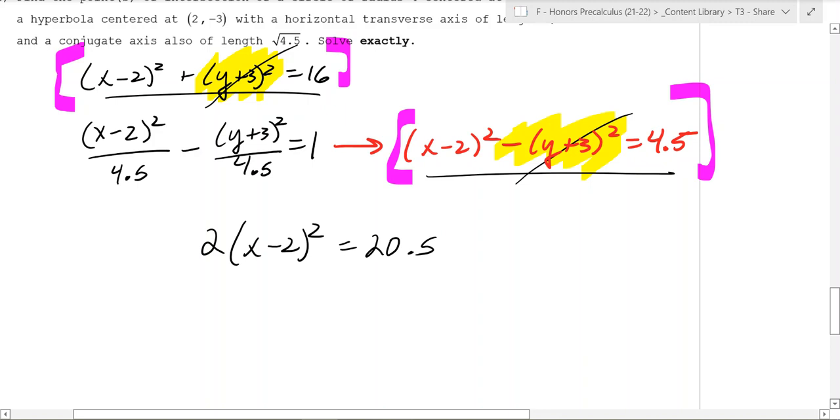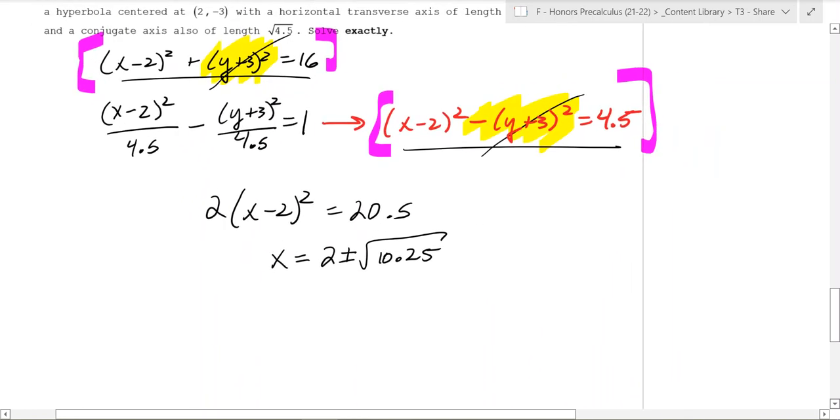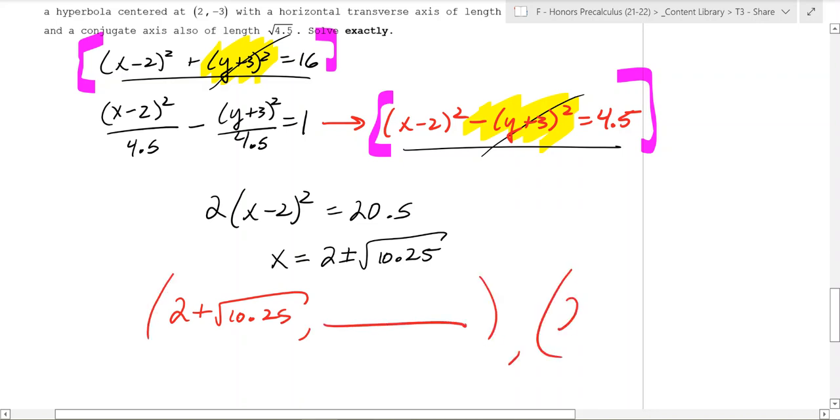And then when you divide by 2 and square root it and add, you end up with x is equal to 2 plus or minus the square root of 10.25. So you end up with that right there. So there's two answers there. What you need to do after you do that is you have to take this decimal right here. There's two of them: 2 plus the square root of 10.25, and you need to find the y value. And then there's another one, which is 2 minus the square root of 10.25, and find the y value.